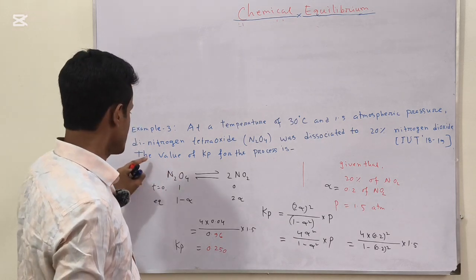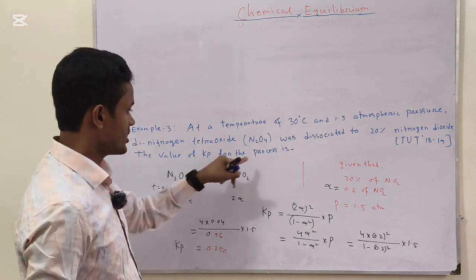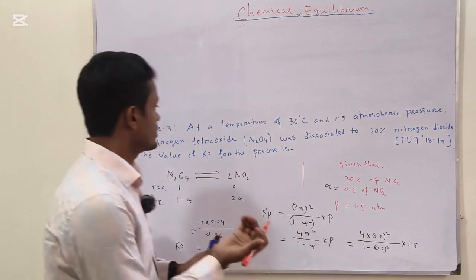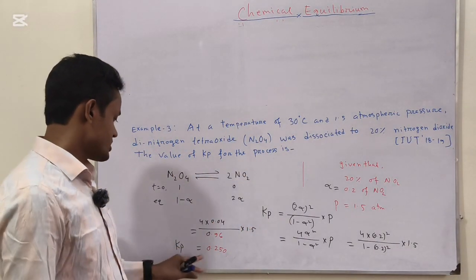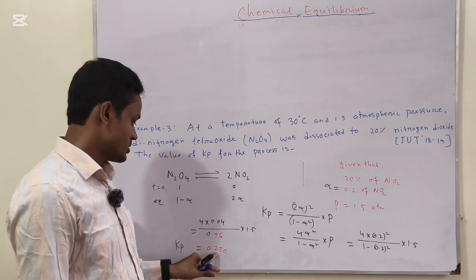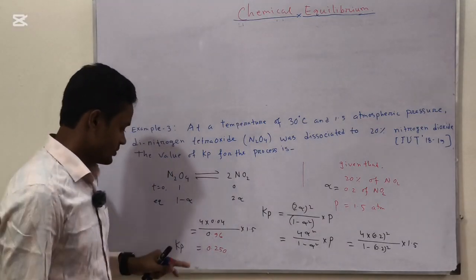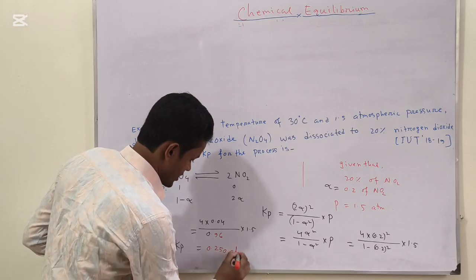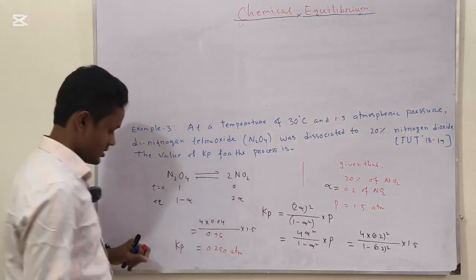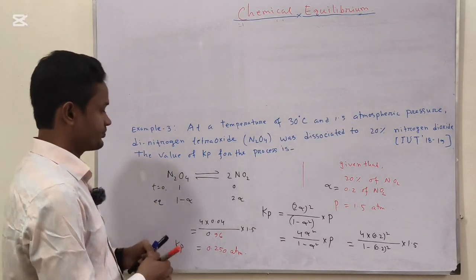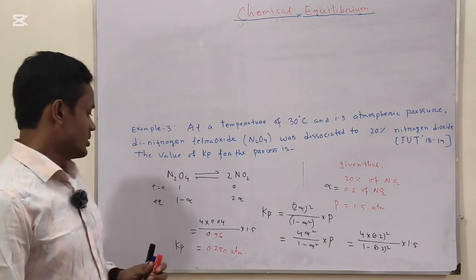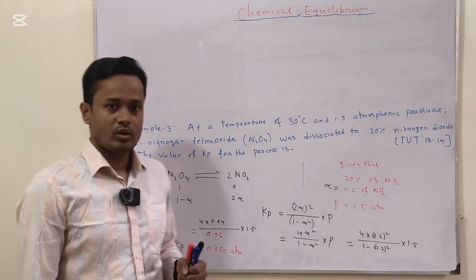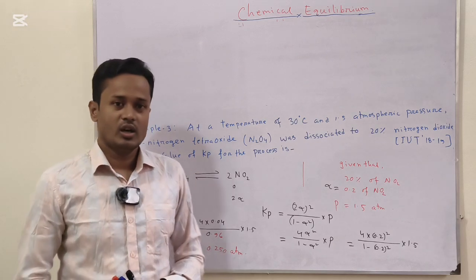The value of Kp for the process, Kp value found out is 0.250 atmosphere. Okay, the 3 question will be solved.